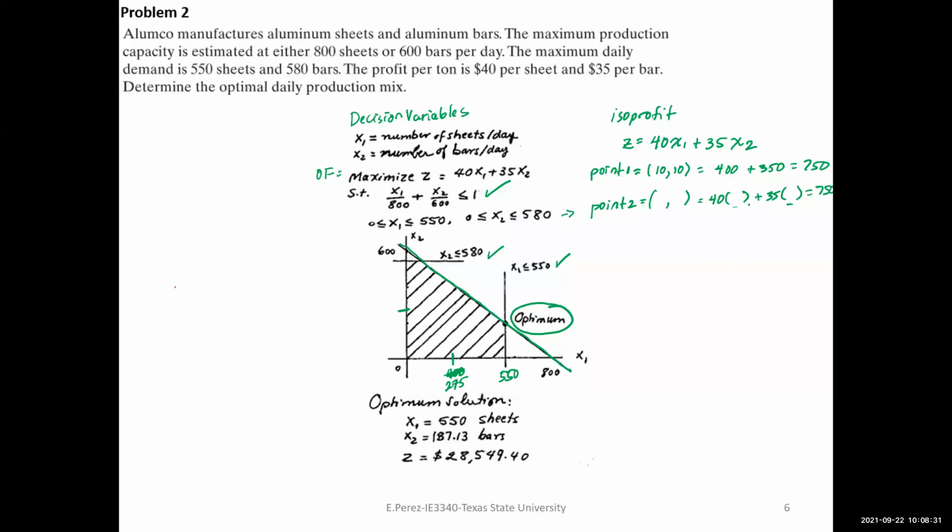Okay, so can anybody tell me how much it would be if I make this 750 divided by 40? 18.75. Okay, so 18.75 is one point and 0 is the other. So now I have 2 points, and I can plug that into this.